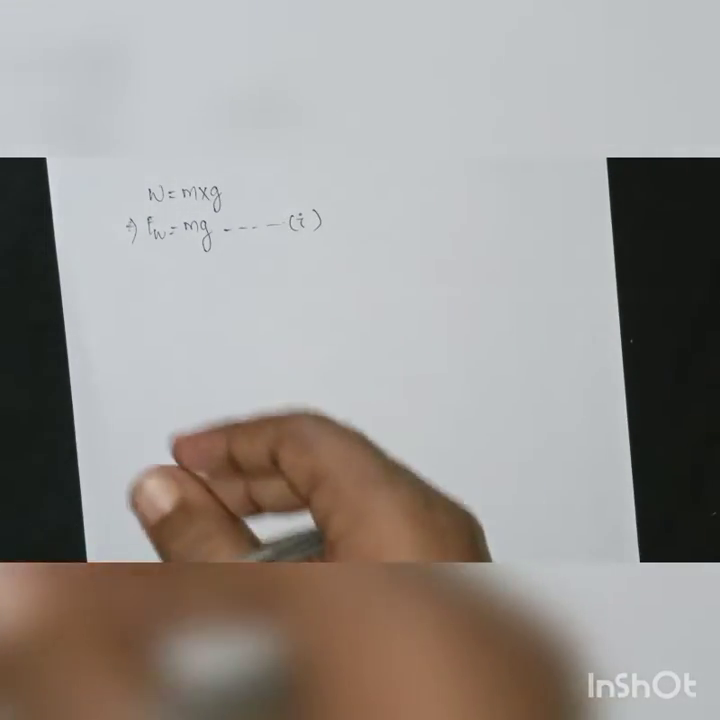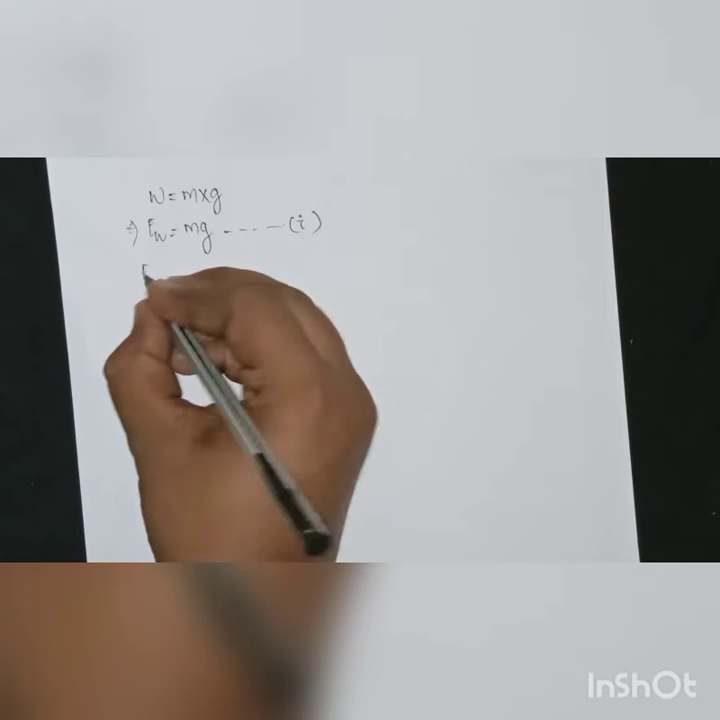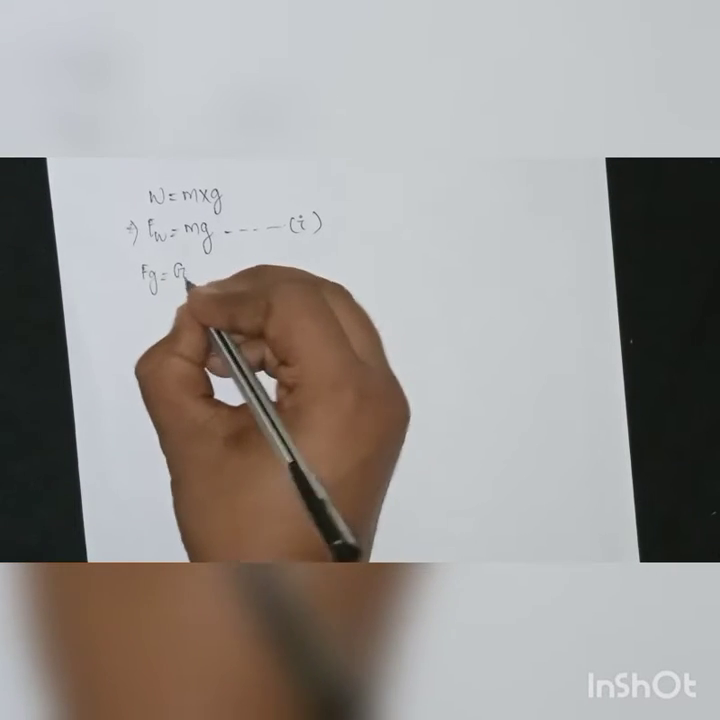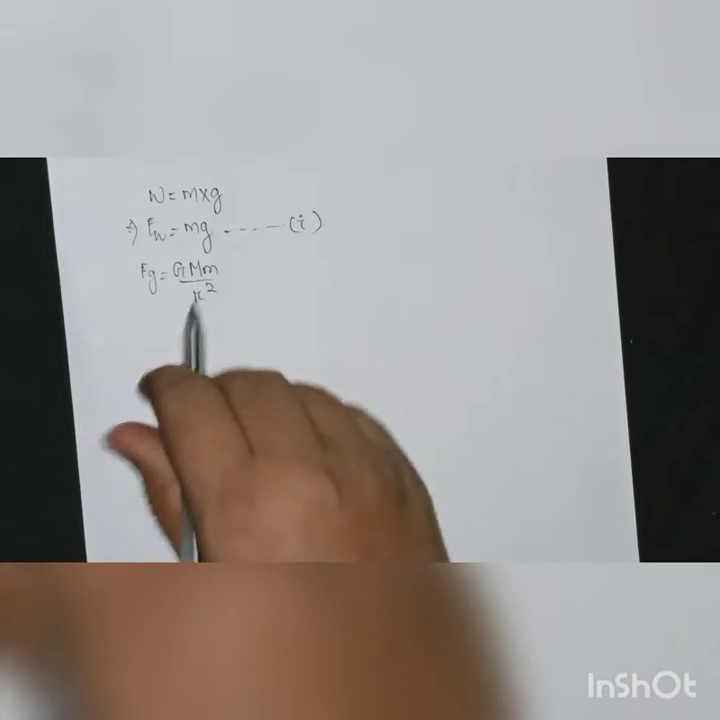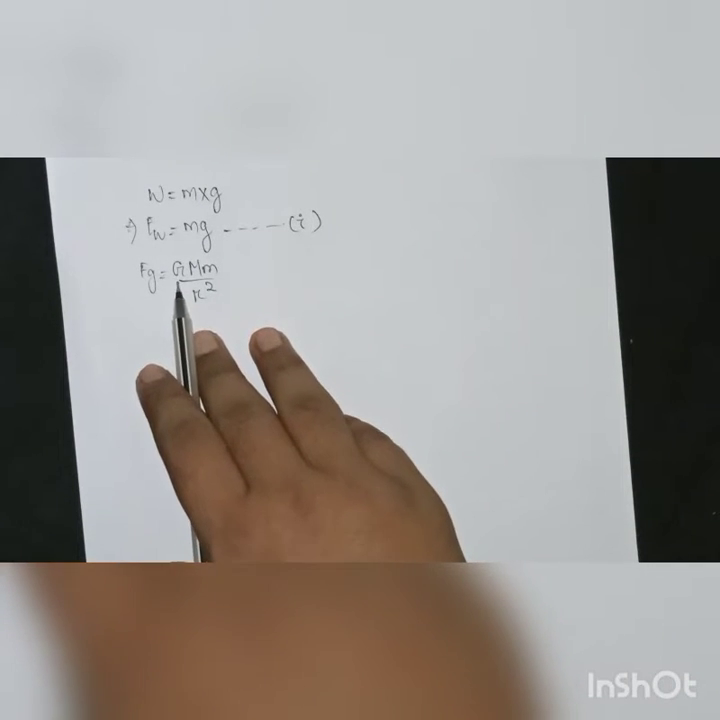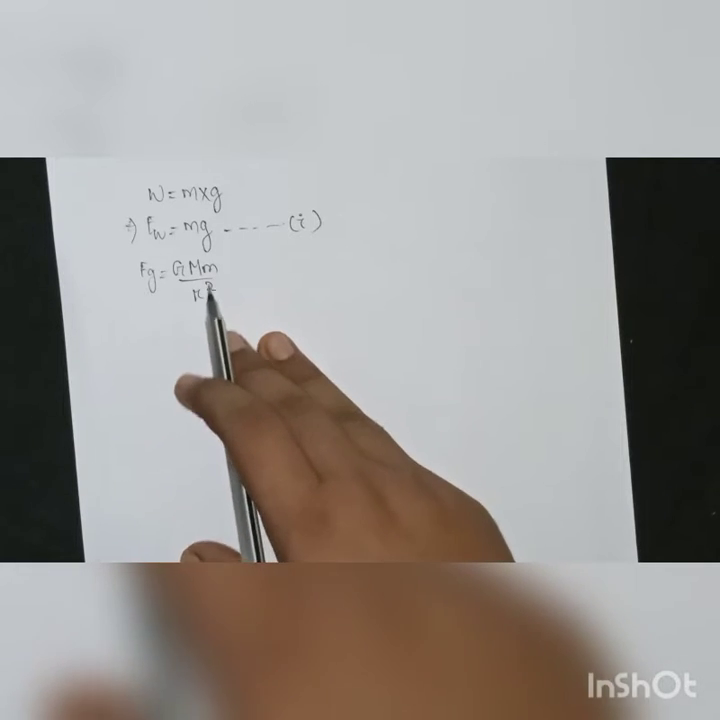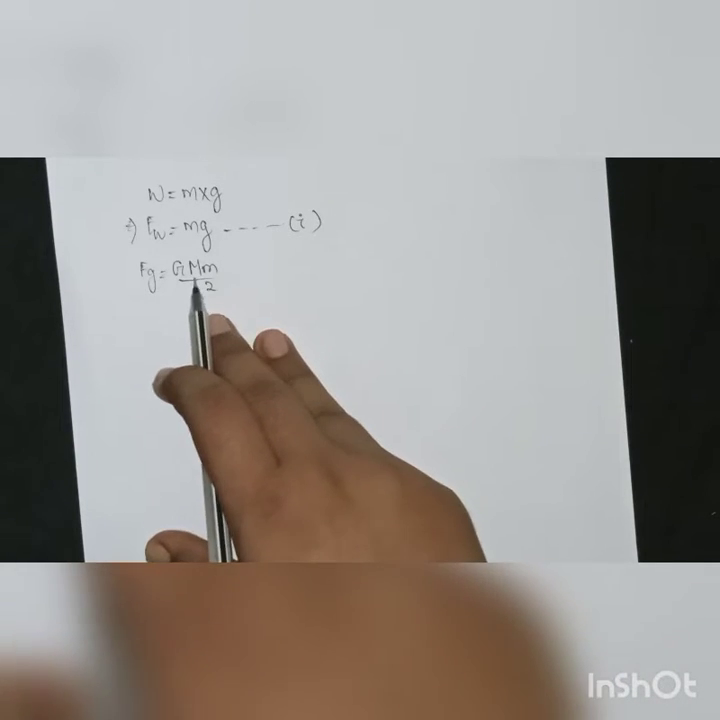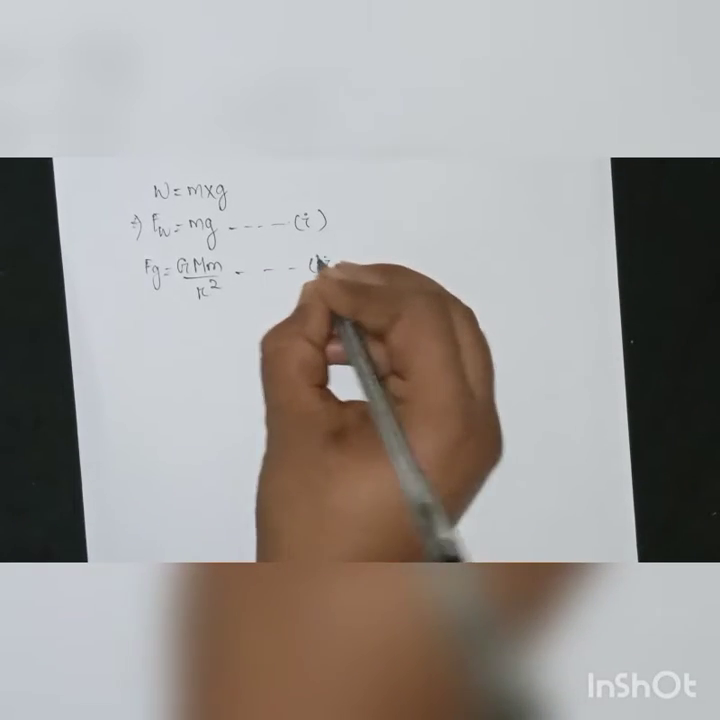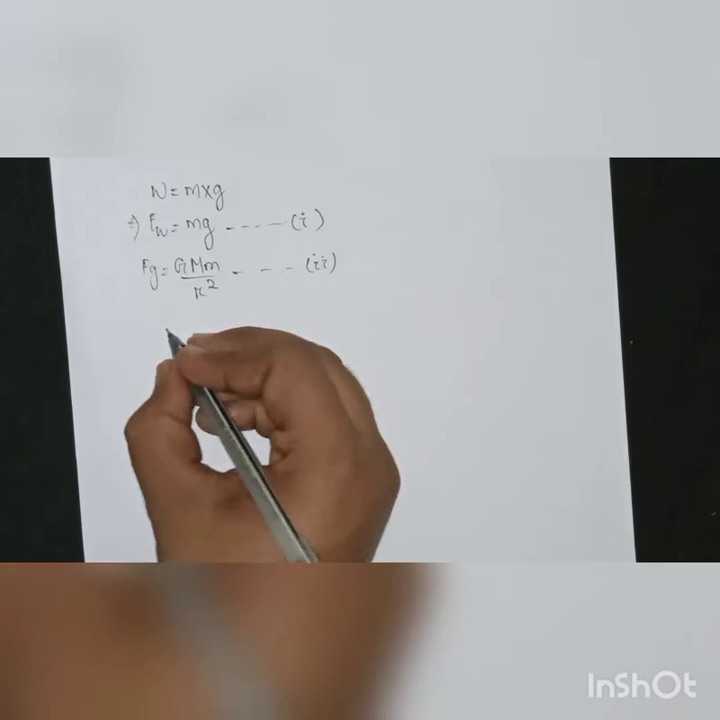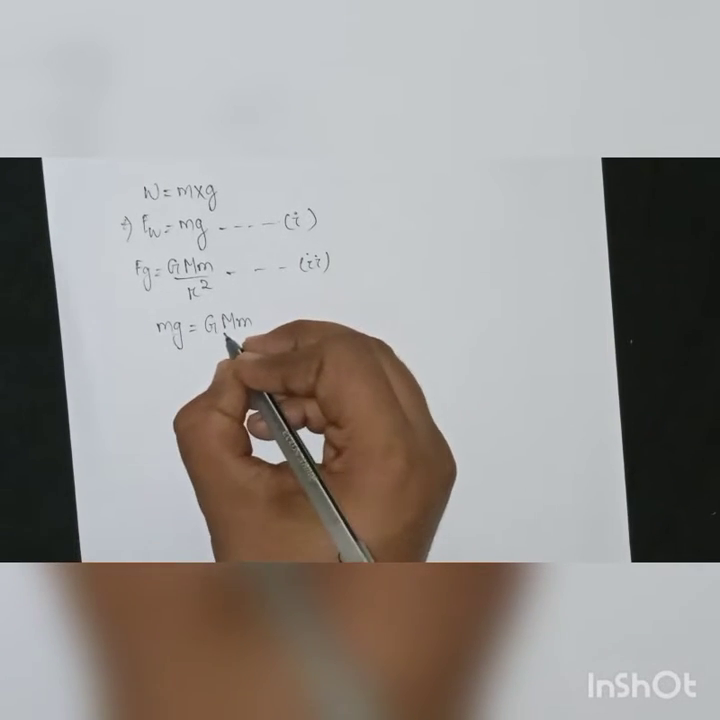Next, we also know that the force of gravity is equal to G capital M small m by r square, where G is the universal gravitational constant, capital M is the mass of the larger body, and smaller m is the mass of the smaller body, divided by r square. Taking it as equation 2, from equation I and equation 2 I will get that mg is equal to G Mm by r square.